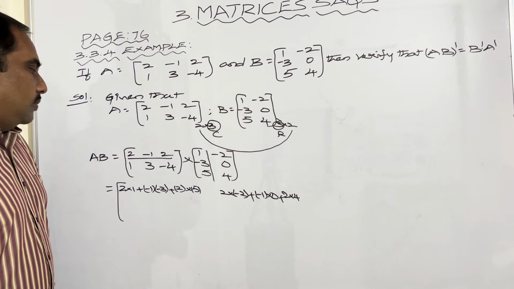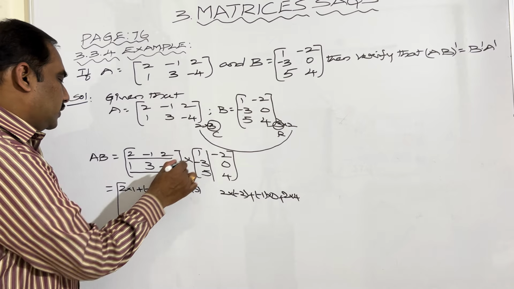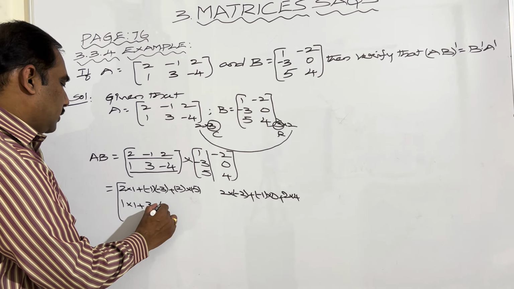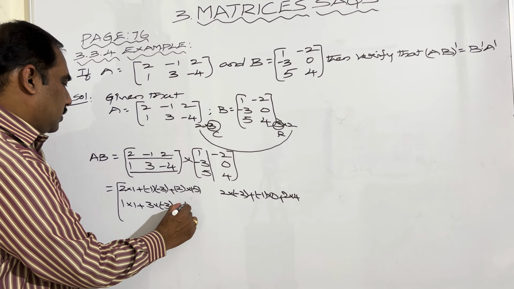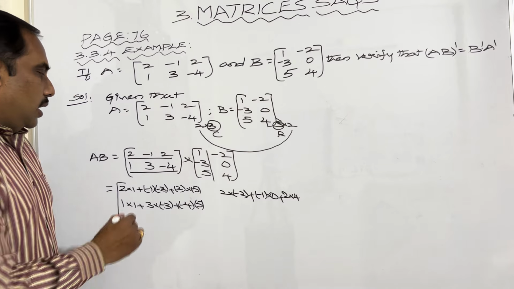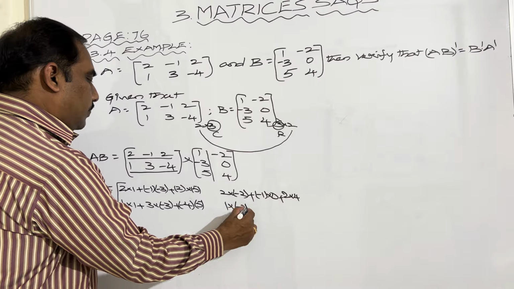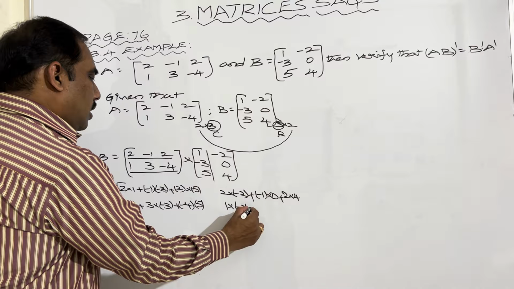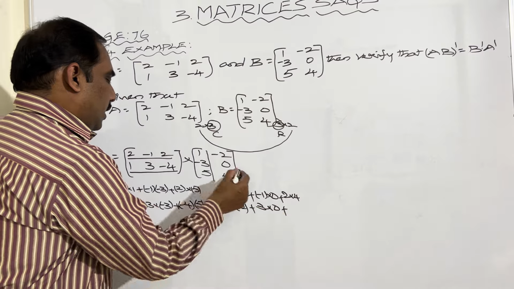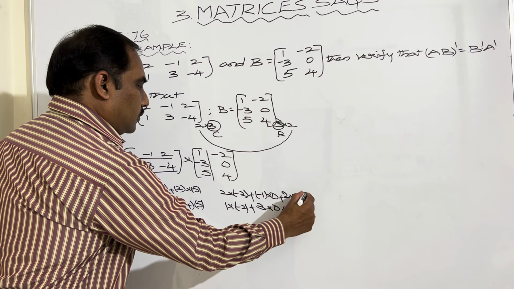Similarly, second row, first column, writing in the place of second row, first column. That is 1 into 1, plus 3 into minus 3, plus minus 4 into 5. Again second row, second column: 1 into minus 2, plus 3 into 0, plus minus 4 into 4.